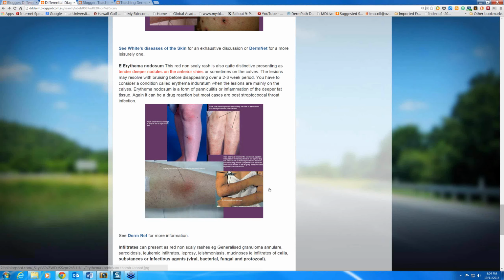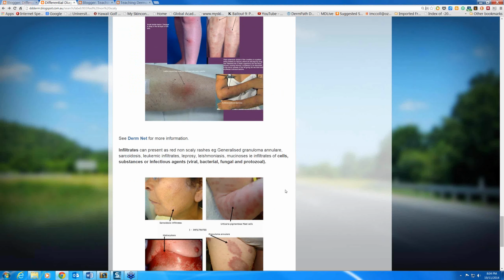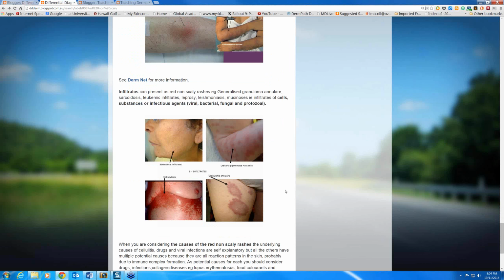And the last thing we want, so EV, EVEI, the other I is for infiltrates. There's a lot of things can infiltrate the skin. It can be cells, it can be substances, and it can be infected organisms. So there are a large number of diseases that are actually of infiltrative histology. But there are some classic ones. And I want just to show you some pictures of some of these today.